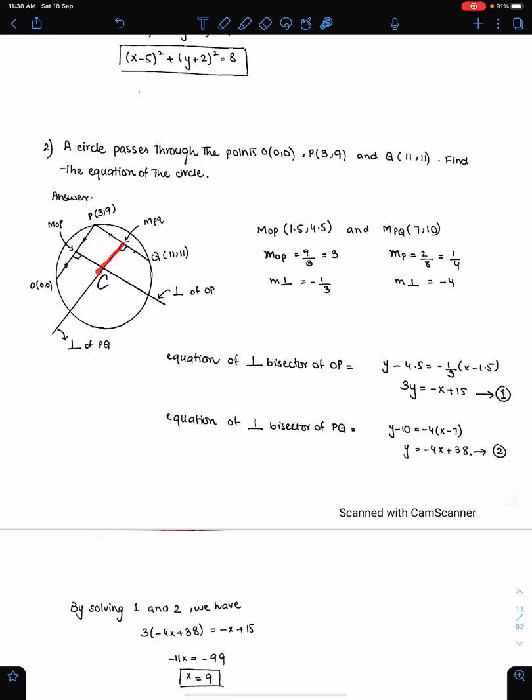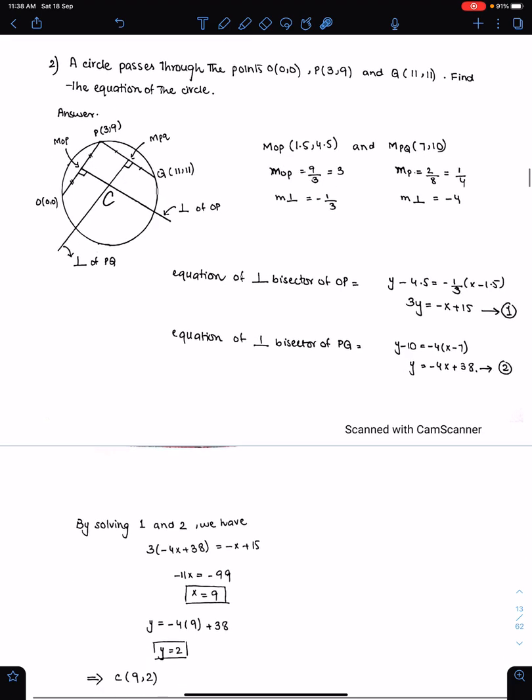Similarly, we can find the equation of this bisector by finding the midpoint of PQ first and then the gradient of PQ. So the gradient of the bisector is minus 4. This is the equation of this second bisector. And the center always lies on the point of intersection of these 2 bisectors. So by solving these 2 equations simultaneously, we can get the coordinates of the center, which are 9 and 2. And the radius is anything, either OC, PC or CQ. This is simple. By finding the length of OC, we can get the radius.